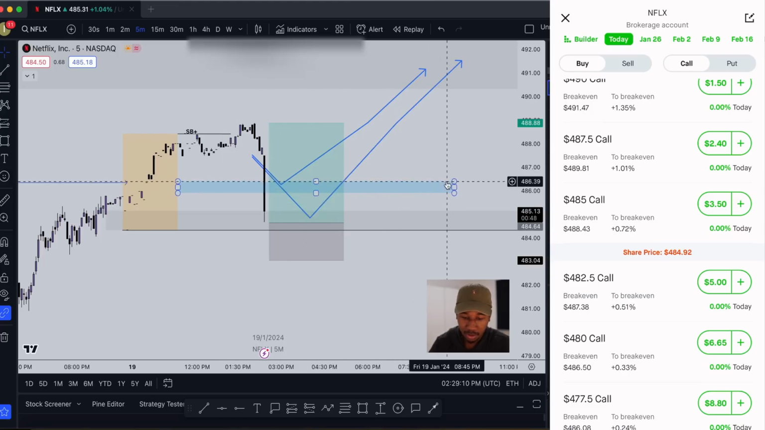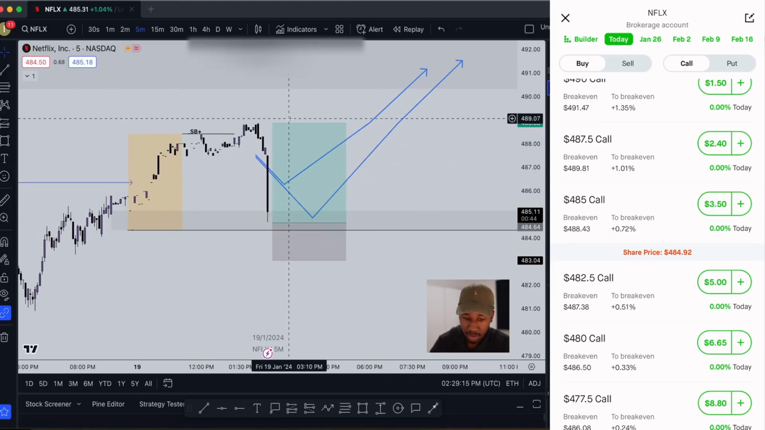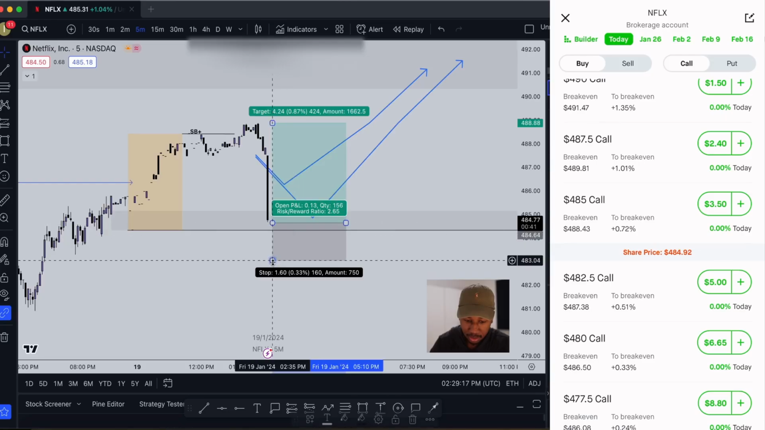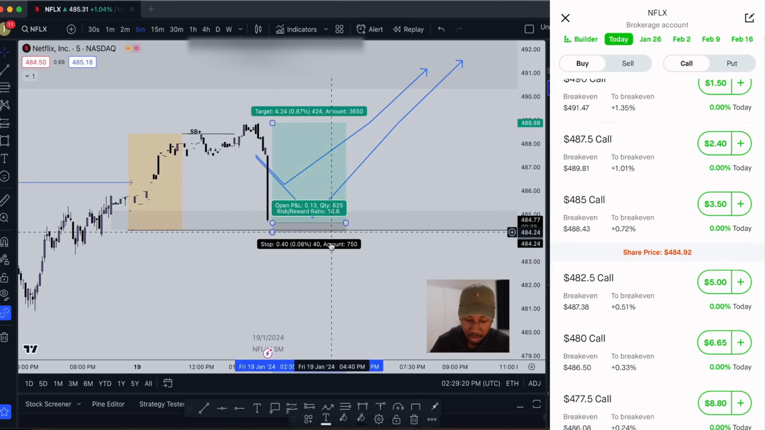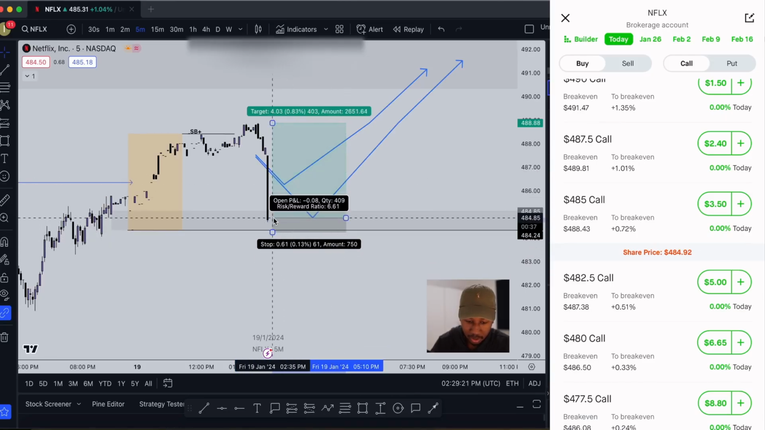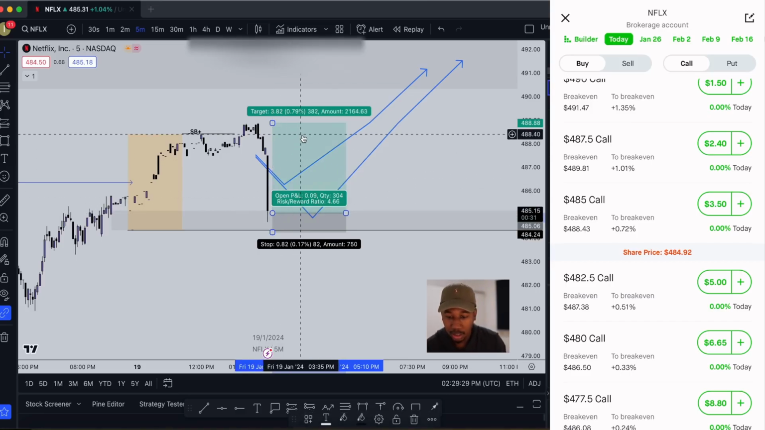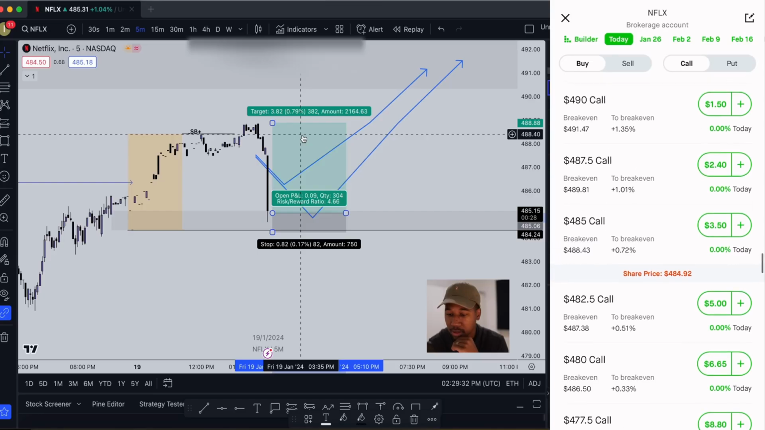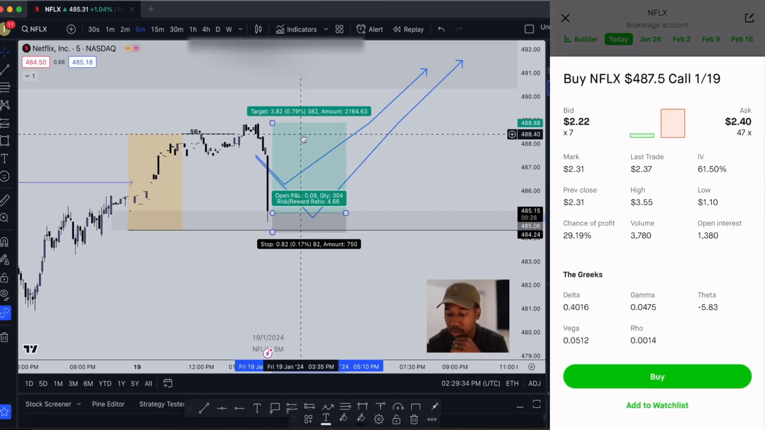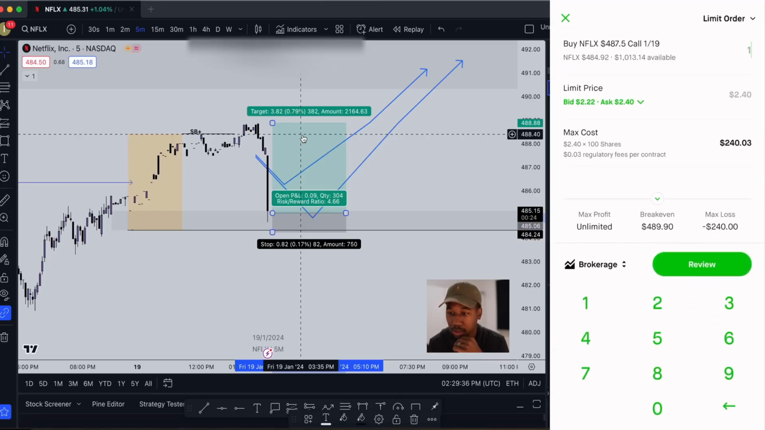So yeah, I'm going to delete this zone right here because that's irrelevant now. And I'm actually going to set my stop right there. And maybe the entry will be somewhere right there. So yeah, and I'll be looking at this contract right here. I'm going to hit buy. It's not open yet. And maybe we'll look at doing 3. If it's around $100, we'll do 3 of them.